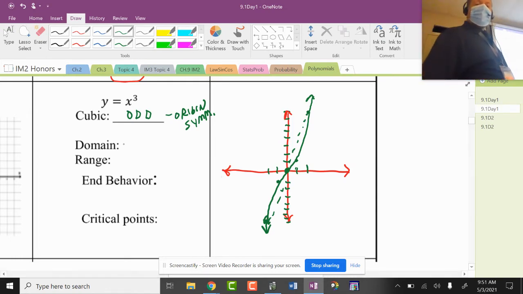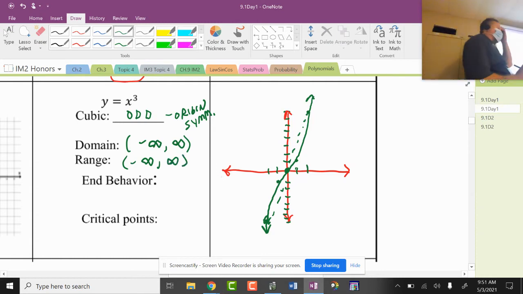Domain and range, all real numbers again. Guess I'm sticking with green. So a lot of attributes, not hard, but different.